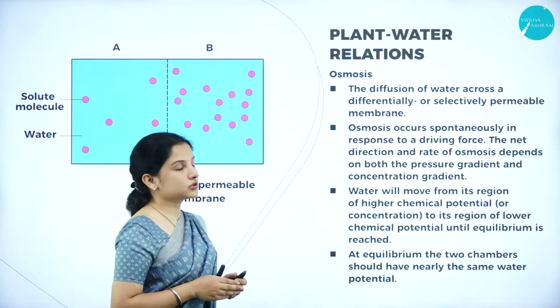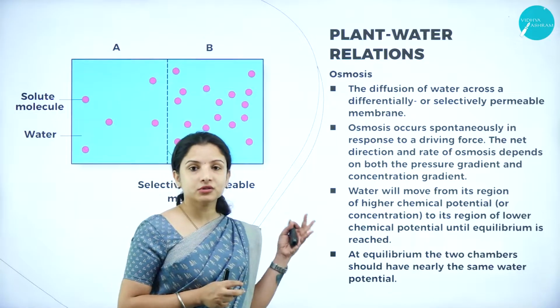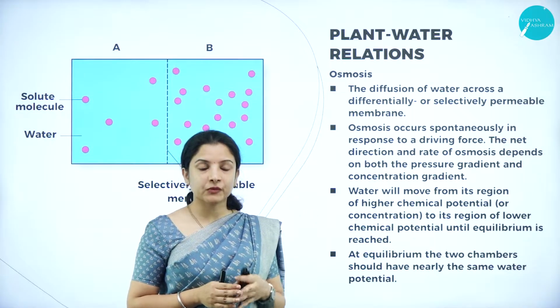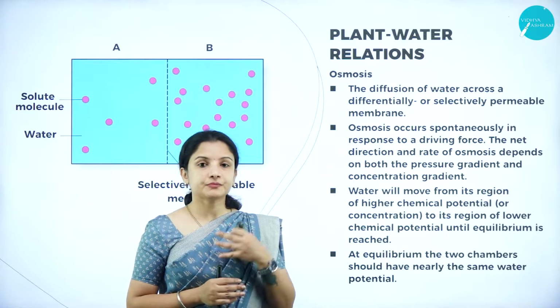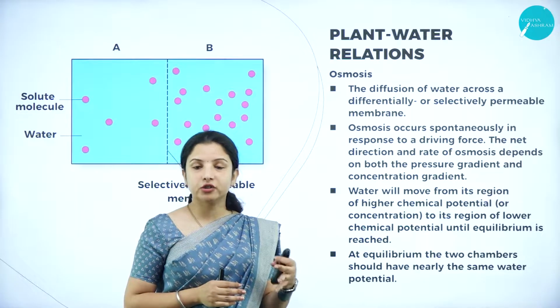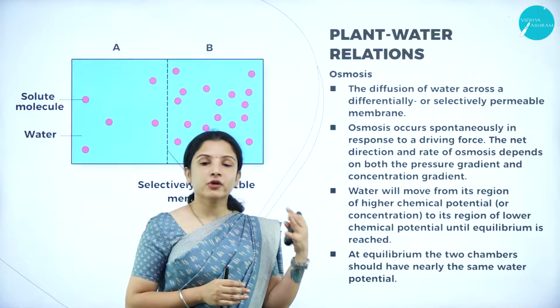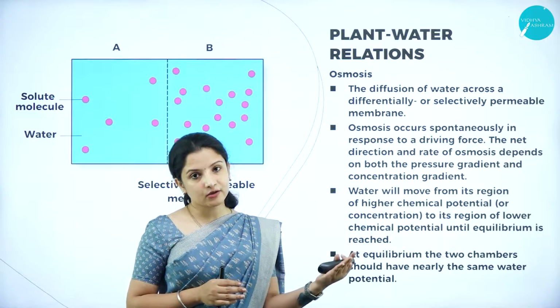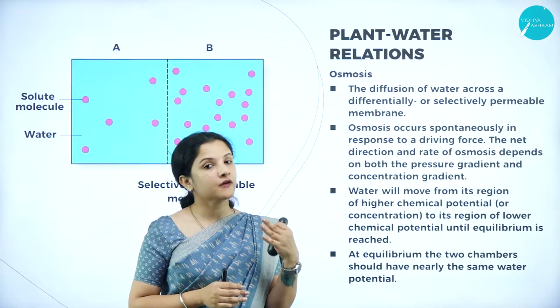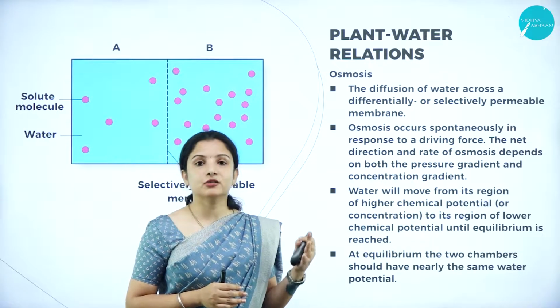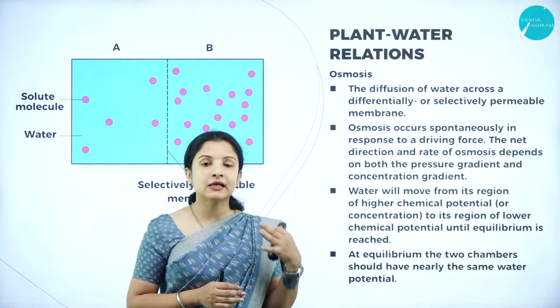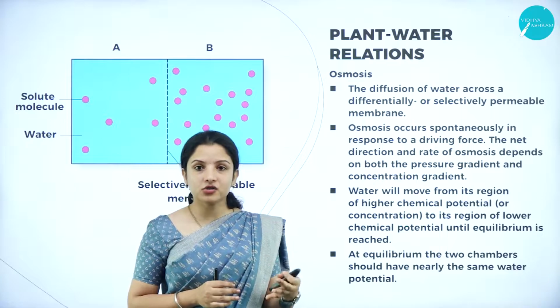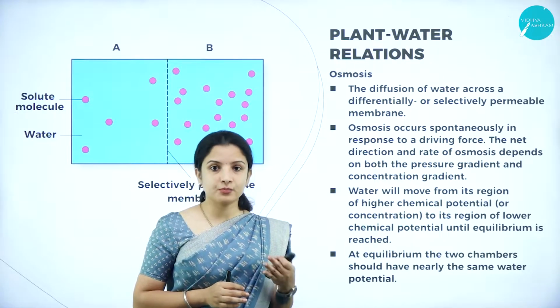Osmosis, we know, is almost similar to diffusion. So in diffusion, what happened? The water molecules or the gaseous molecules moved from a region of higher concentration to a region of lower concentration, and it was a passive transport, right? Meaning there was no energy involved in the transportation process.